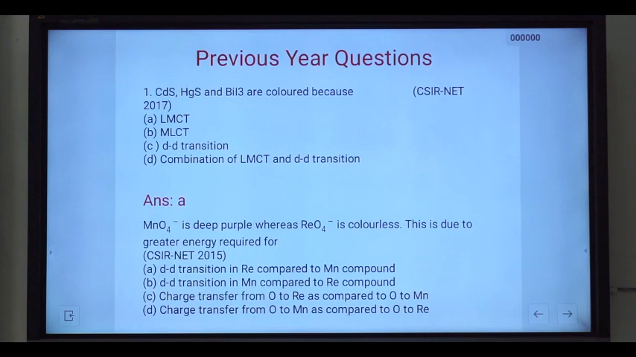The next question is the manganate ion, MnO4 negative. It is deep purple in color, whereas ReO4 negative is colorless, and this is due to the greater energy required for... Here the options include d-d transition, which is ruled out, because in permanganate ion and ReO4 negative, d-d transitions are not present. So options A and B are both ruled out. So the option will be either C or D. Then we will decide whether option C or option D is correct.